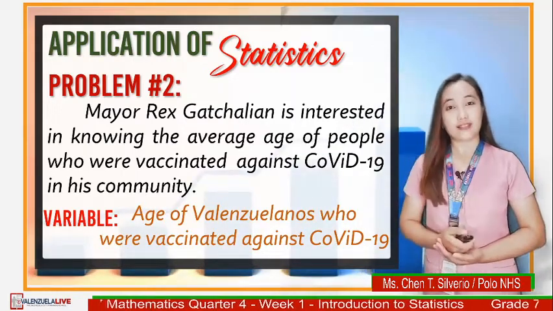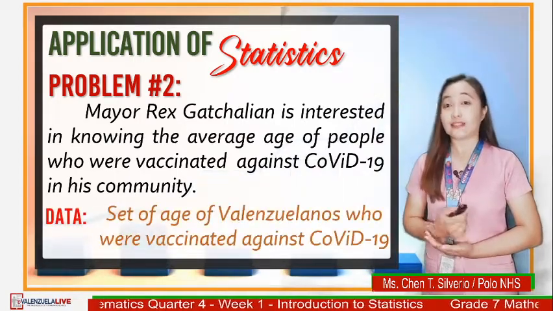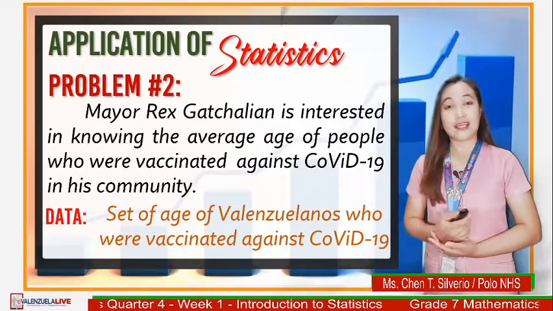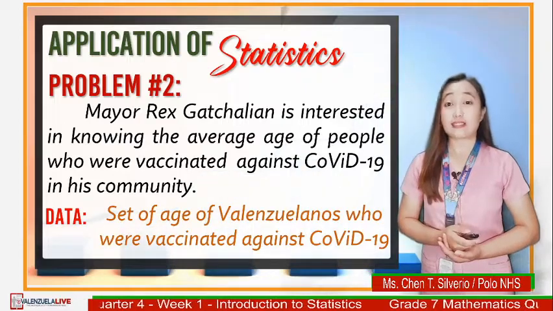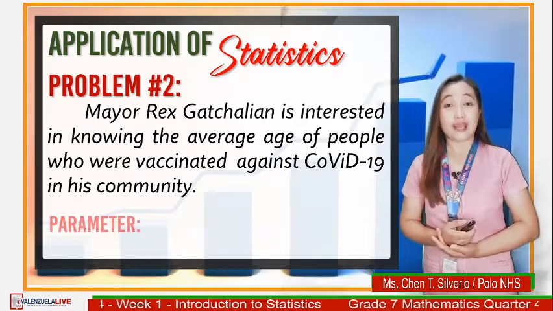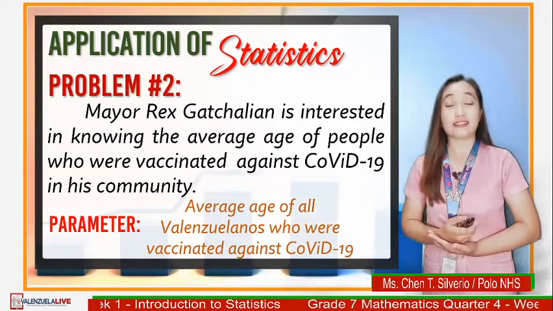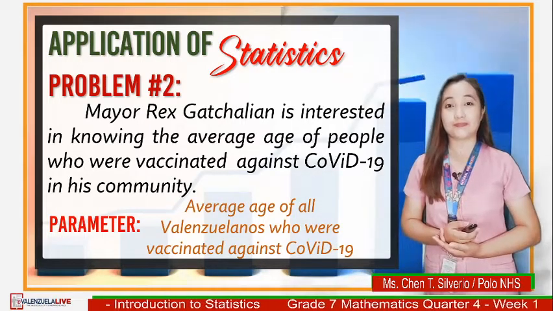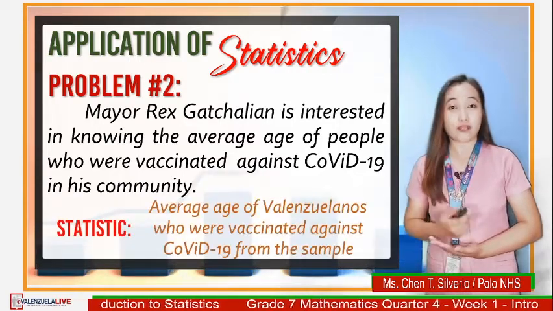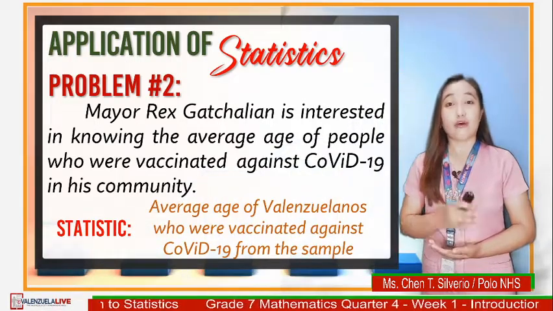How about the data? In this case, the data will be the set of age of Valenzuelanos who were vaccinated. Next, what do you think is the parameter? The parameter is the average age of all Valenzuelanos who were vaccinated against COVID-19. And lastly, the statistic in this problem is the average age of Valenzuelanos who were vaccinated from our sample.